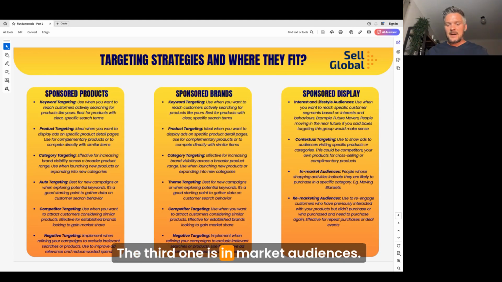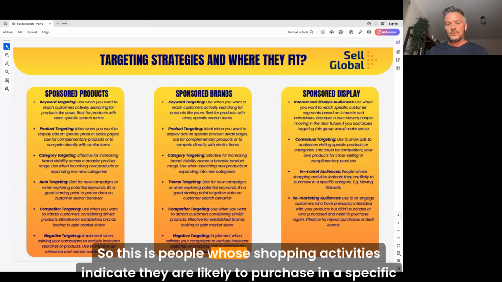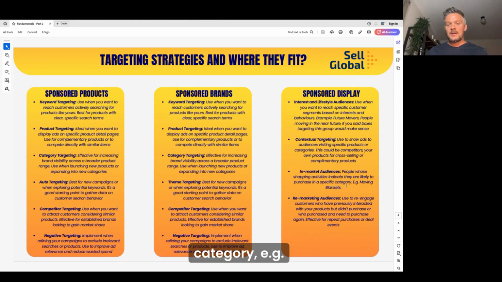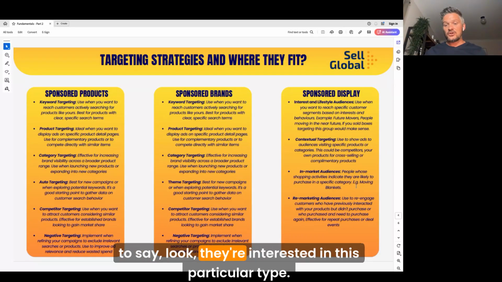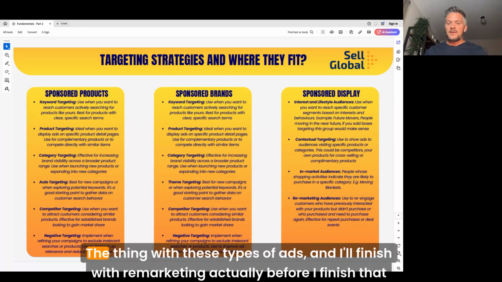The third one is in-market audiences. So this is people whose shopping activities indicate they are likely to purchase in a specific category, e.g. moving blankets. So basically their shopping, their browsing history and things like that are taken into account to say, look, they're interested in this particular type. The thing with these types of ads, and I'll finish with remarketing actually before I finish that thought.